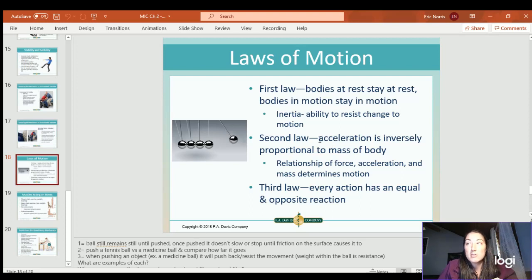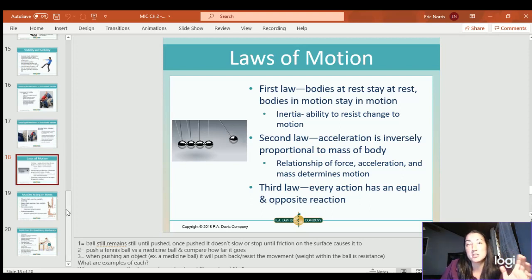The second law, the acceleration is inversely proportionate to the mass of the body. An example of that would be pushing a tennis ball versus pushing a medicine ball. If you're pushing a tennis ball, you barely flick it and it rolls. If you're pushing a medicine ball, it's got more weight coming against you, and it's going to take a harder push to roll. And then the third law, when pushing an object, like that medicine ball, it has some pushback. It has some resistance to that movement naturally based on its mass.